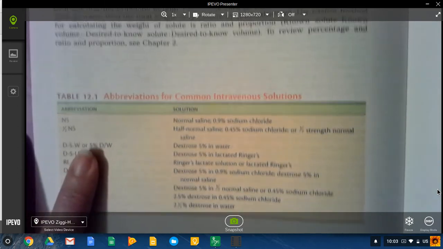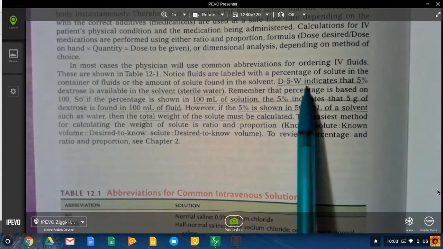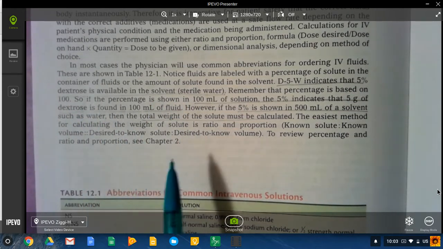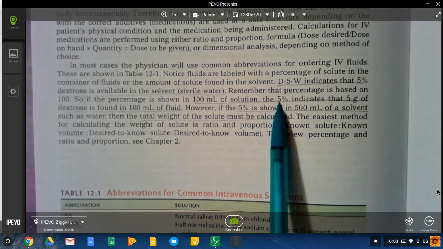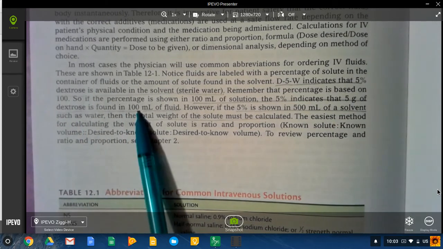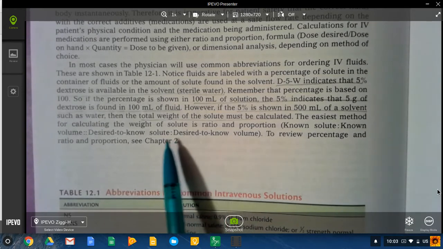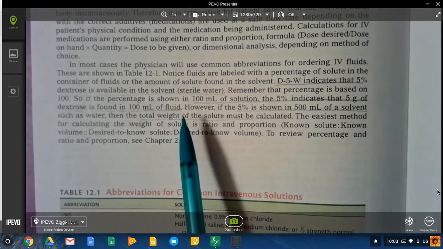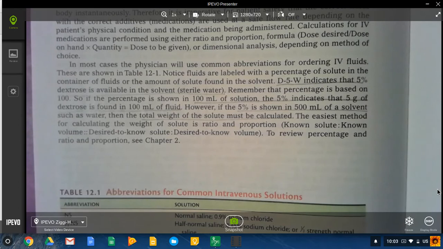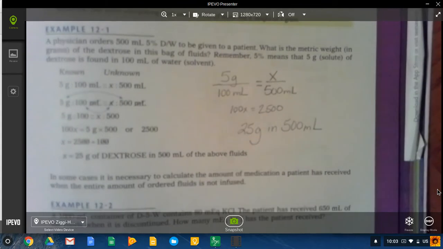So when you have a problem that mentions D5W, that means that there's 5% dextrose available in the solvent. So you would write that, just like we learned in chapter 11, at the end, that is 5 grams of dextrose is found in 100 milliliters of fluid. That is your given. Okay, so that was your liquid to liquid, or your weight to weight, or your weight to liquid, depending on what you are doing. Okay, so let's go over to an example here.